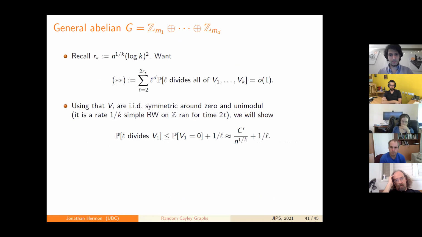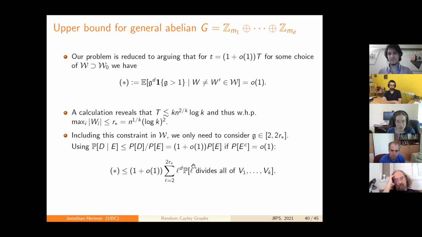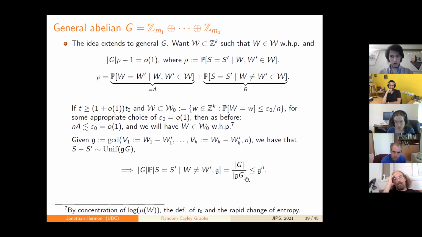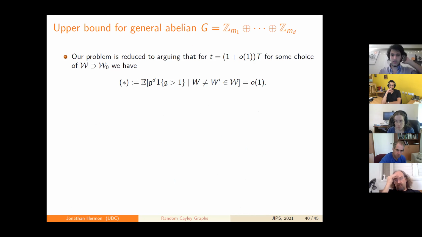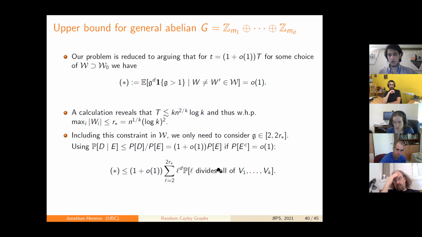So the probability that the GCD obtains a certain value, we can upper bound it. The value, let's say L, we can upper bound by the probability that L divides all of the entries, divides all of Wi minus W prime i for all i. But these are IIDs, right? So the probability that it's going to divide all of them is the probability that it divides one of them to the power K. And essentially, this probability is at most 1 over L. It's essentially equal to 1 over L.